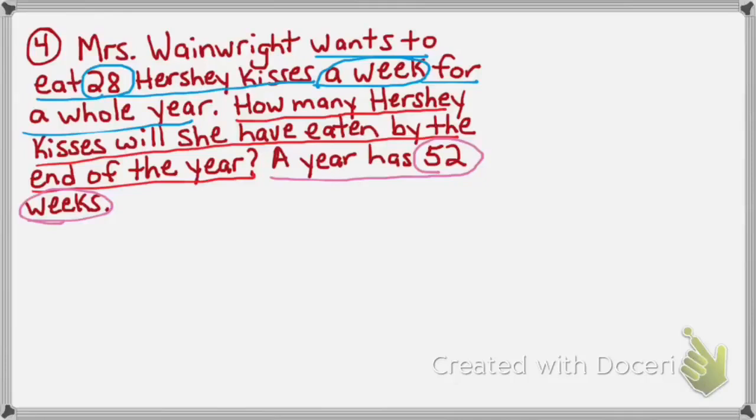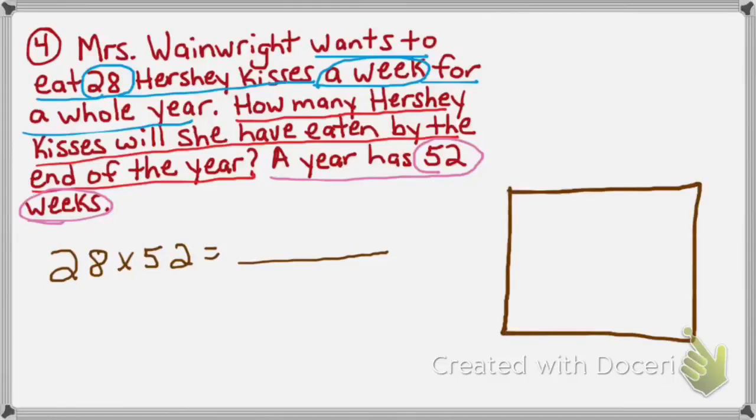So if she's going to eat 28 kisses every week for 52 weeks in a row, it's 28, 28, 28. I can add 28 52 times, but that would be annoying. Or I can multiply 28 times 52. When I solve that, I'll know what my answer is. So this is a multiplication problem, and this is the box method lesson. So I'm going to start by making my box.